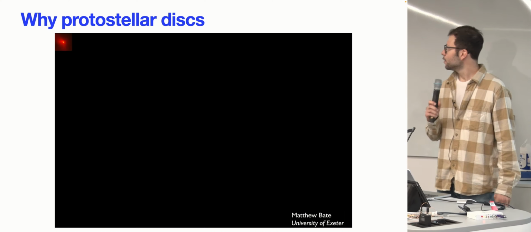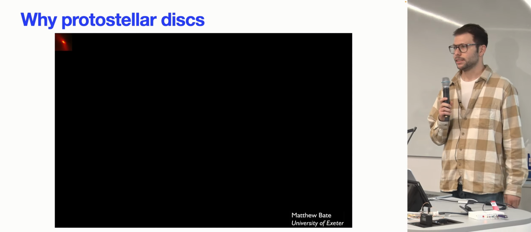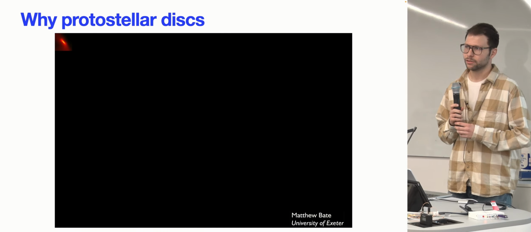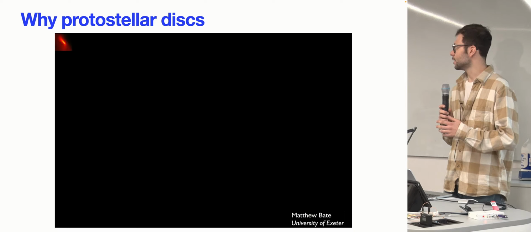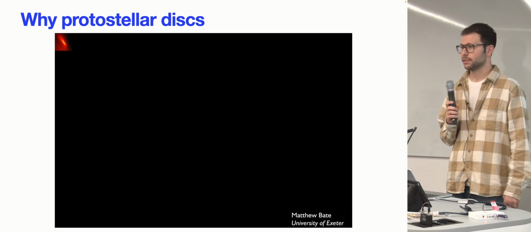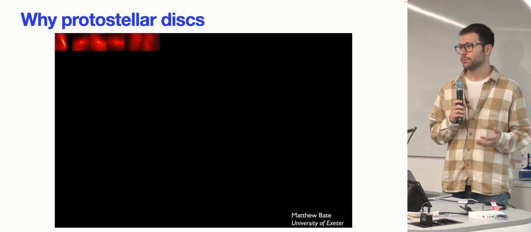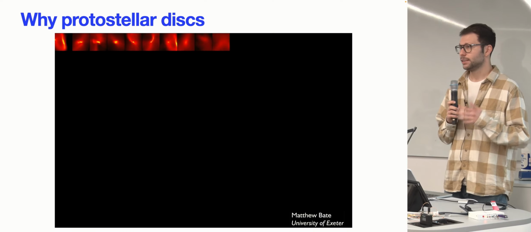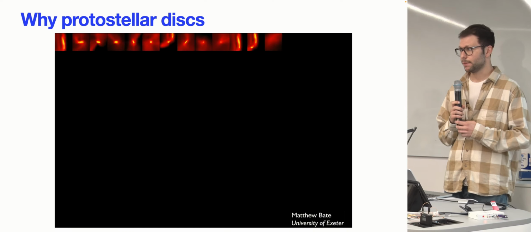So first of all, why are we interested in protostellar disks? Protostellar disks are astrophysical objects that are very important since they are the link between star and planet formation. Indeed, they form with the star, and they are the environments where planet formation takes place.